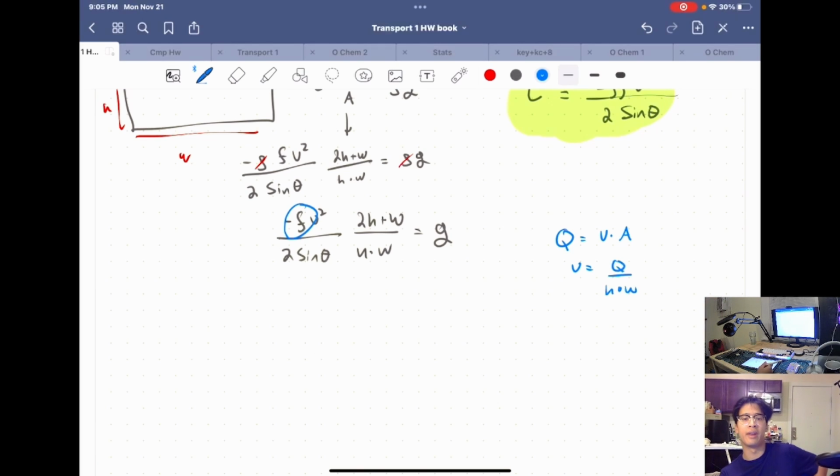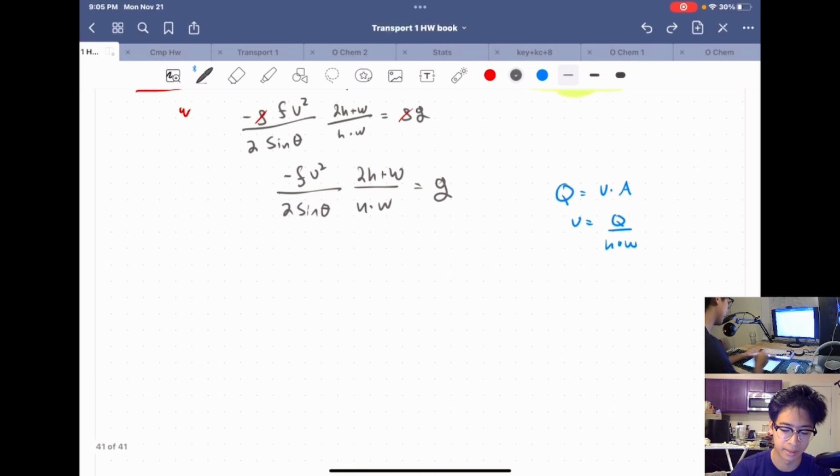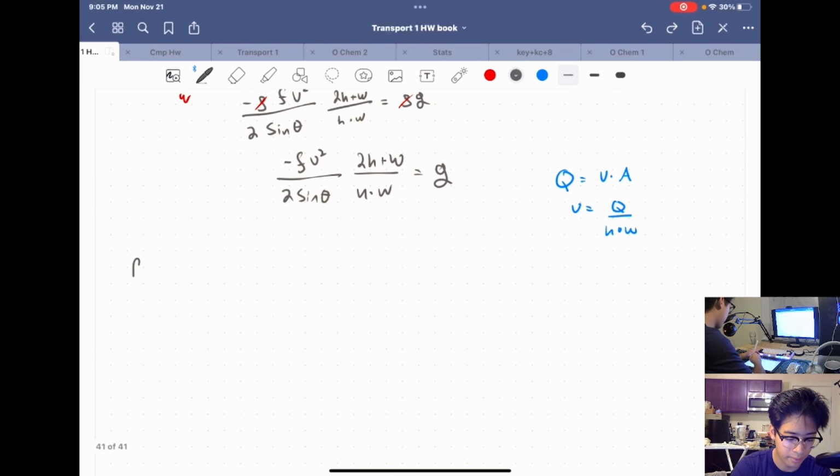Now what about the Fanning friction factor? I mentioned earlier that we're going to use the Churchill equation, and that takes in a Reynolds number and a surface roughness, and we're going to assume a surface roughness of 10 to the negative 6. So how about that Reynolds number? That Reynolds number equals rho V D over mu.